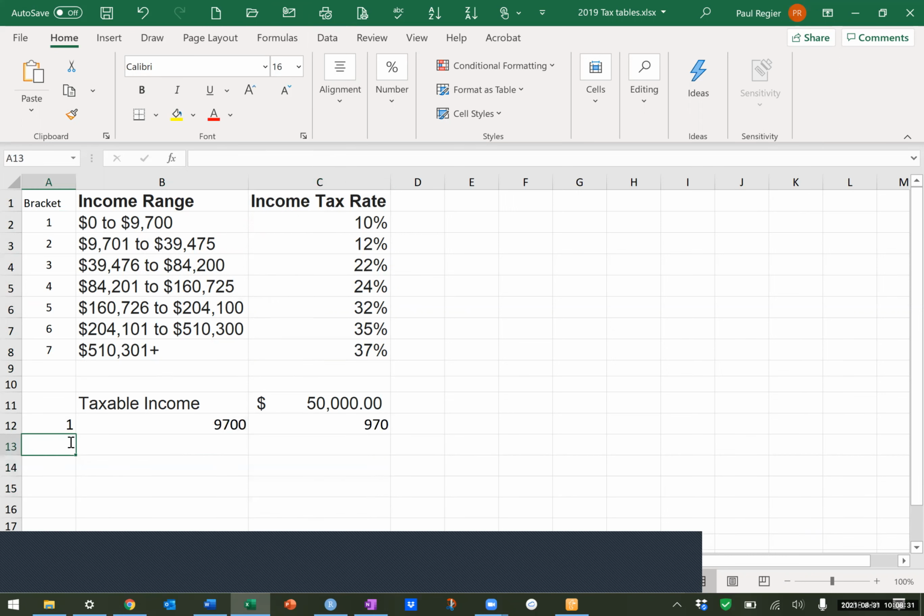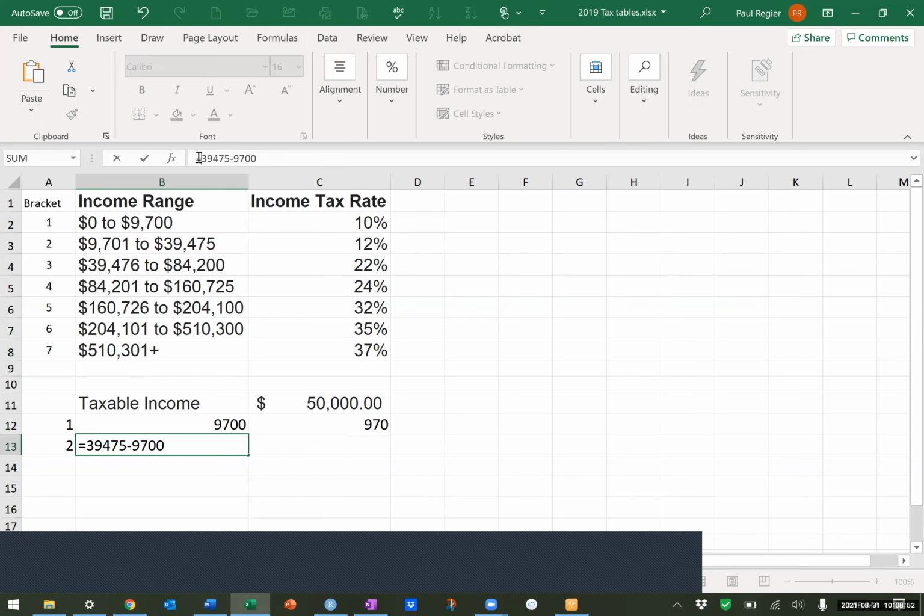Okay, so for the second tax bracket, we're looking at everything from 39,475 down to 9,700. So every income in this range is charged the 12% rate. So I'm going to put an equal sign here. That's how much income is in the second bracket.